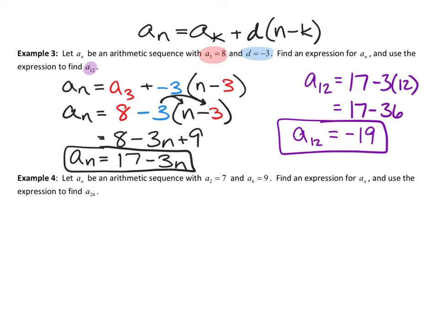Example 4 says, let a sub n be an arithmetic sequence with a sub 2 equal to 7 and a sub 6 equal to 9. Did they give us a common difference? No. Can we use these 2 points, though, to find some sort of common difference? I'm going to use a different color. We totally can. It's just a little bit more work. We're going to, again, find an expression for a sub n, then use the expression to find a sub 24. So it's the same kind of question with different information given to you.